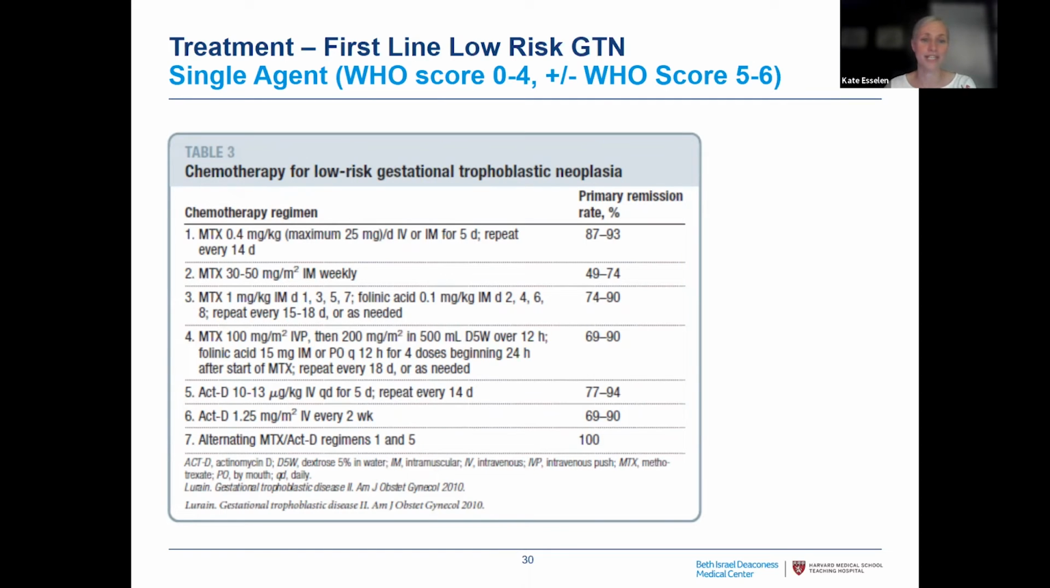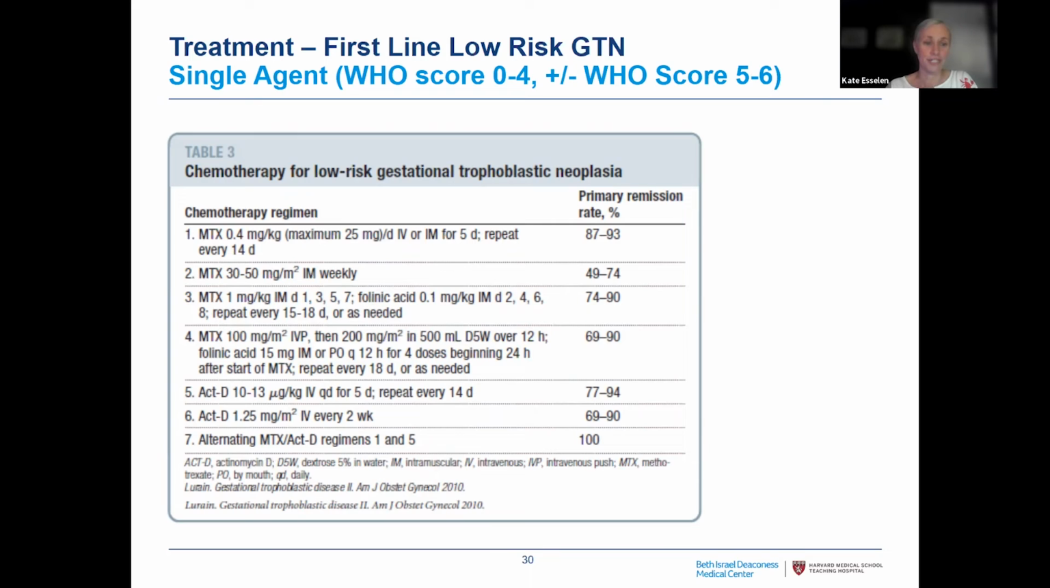And I should mention here, you'll see on the right, the primary remission rates, which are incredibly high for single-agent chemotherapy in this disease. And in fact, chemotherapy and effectiveness of chemotherapy was first discovered in GTN of all the cancer types. And the first sort of potential cure from chemotherapy came from GTN, if you look back in sort of oncologic history. So again, the 2 agents we use are methotrexate or actinomycin D.